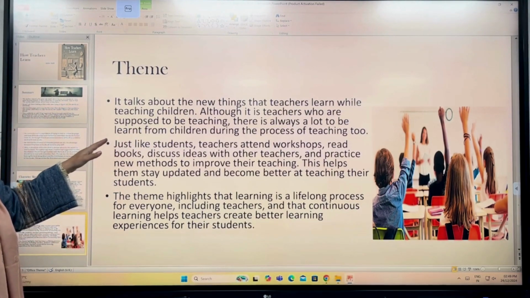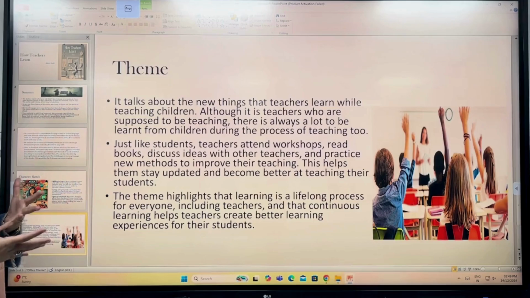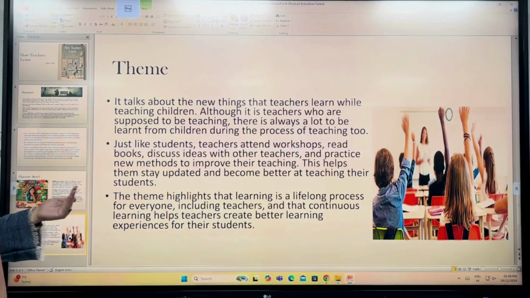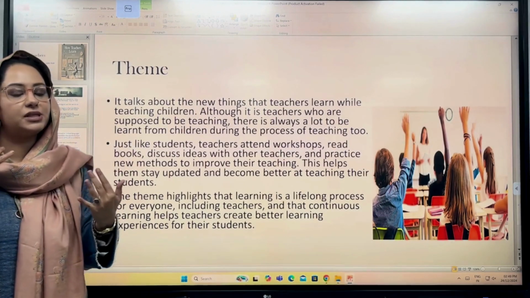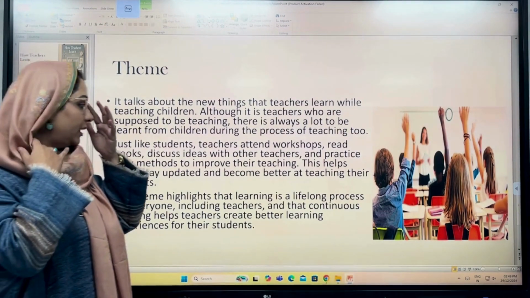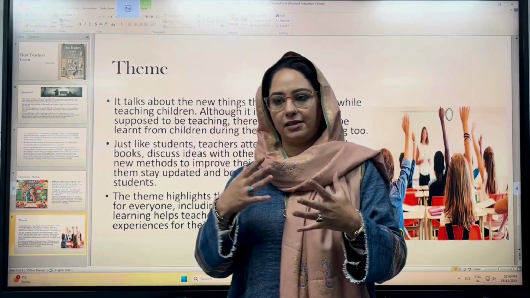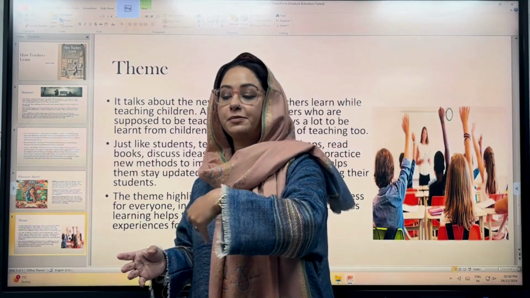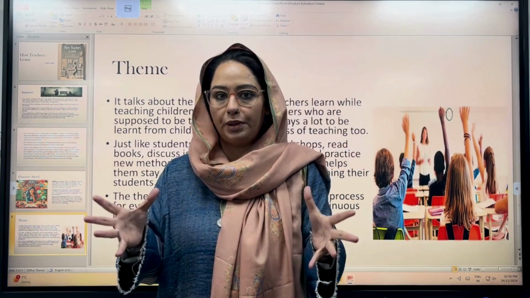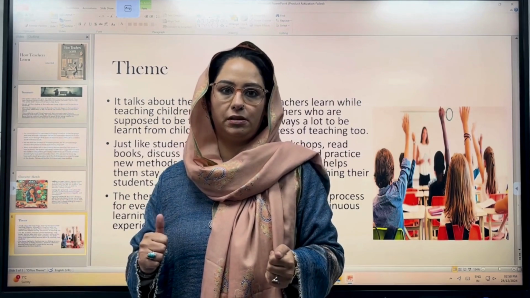And then we talk about the theme, which is about the new things that teachers learn while teaching children. Teachers are supposed to be very calm and very patient while teaching, and they have to discuss ideas with other teachers, attend workshops, and understand the psyche of a child. Maybe a teacher is better in certain things, whereas sometimes a student is better than you in something. You should have an open, broad mind to learn from the student as well.